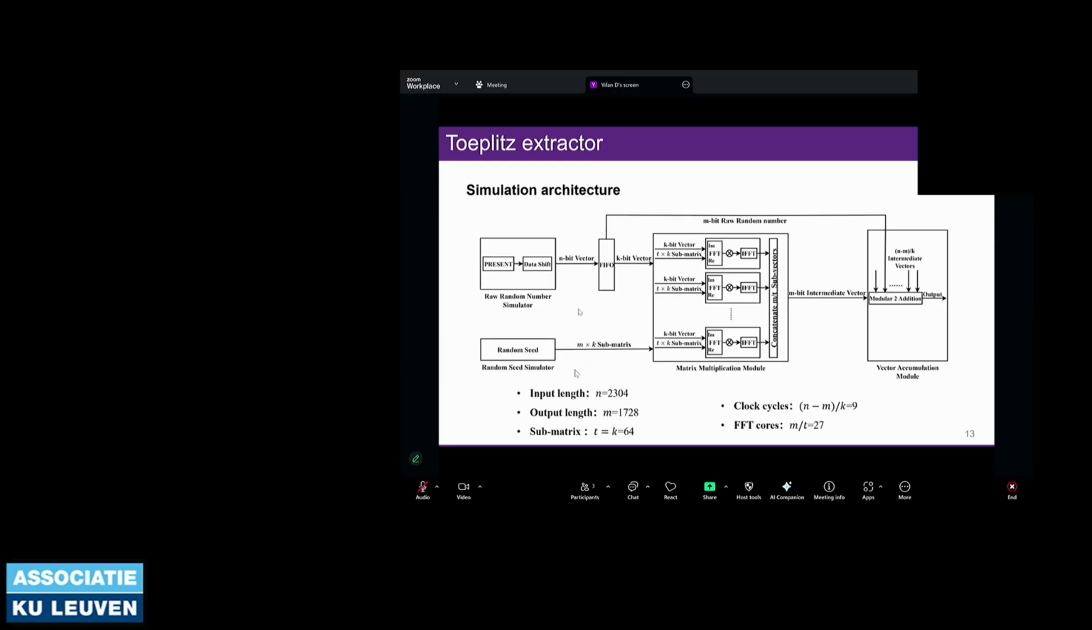We design the simulation architecture of the Toeplitz extractor. The raw random number simulator simulates the output of the entropy source. We convert the output of the PRESENT algorithm by data transformation to non-perfect random numbers. The random seed simulator stores the random seed and outputs an m by k submatrix at each cycle. We must point out that the raw random number and the random seed simulators are utilized only for simulation purposes. In a practical TRNG, these come directly from 2 independent entropy sources.